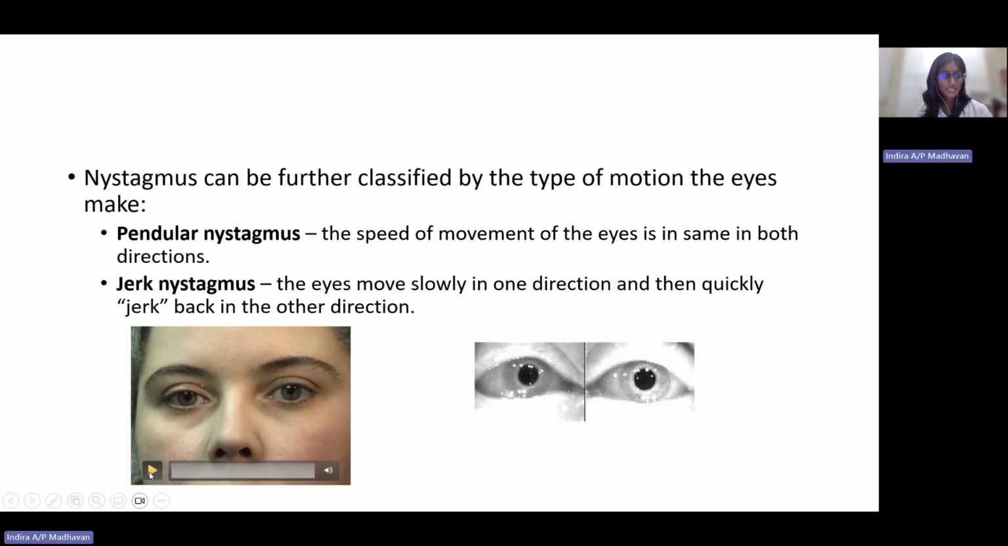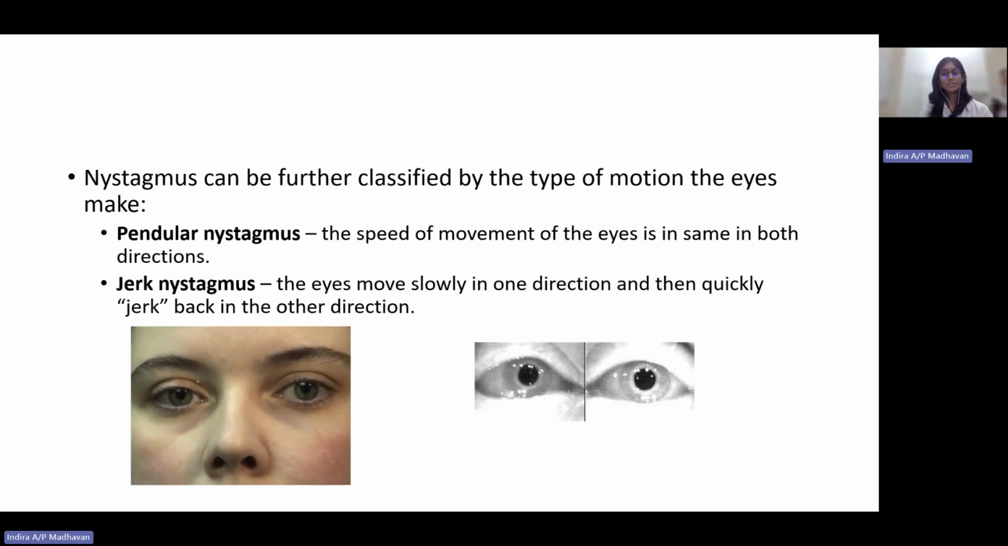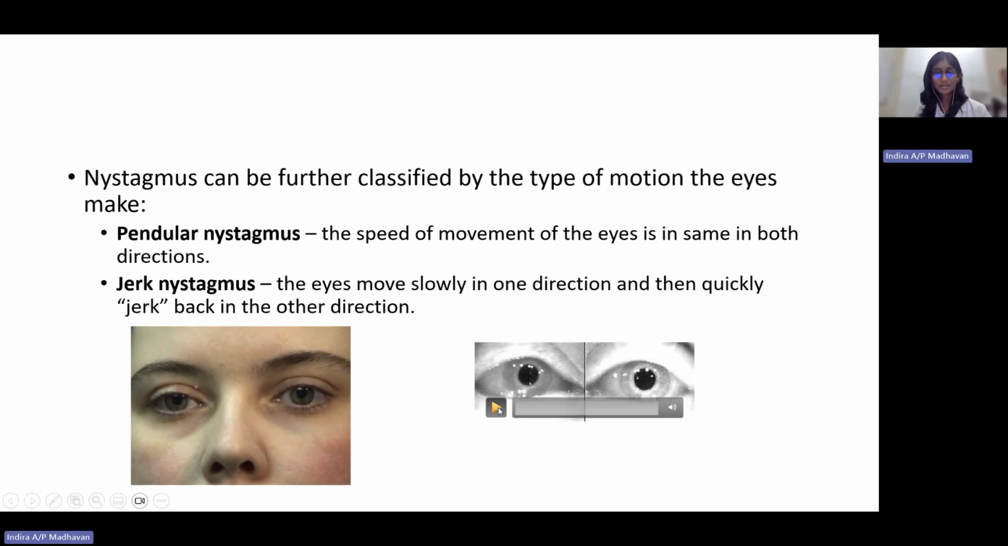This is pendular nystagmus. If you still remember your science lab, you learned how this pendular movement happens. The speed of movement of the eyes is the same in both directions. So it moves like a pendulum. And then the second one is the jerk.